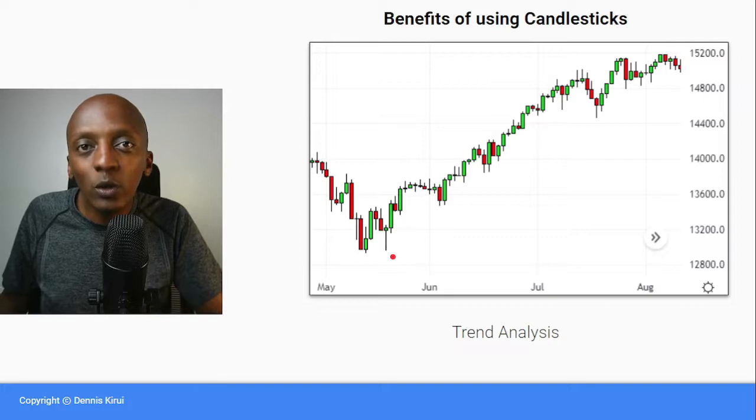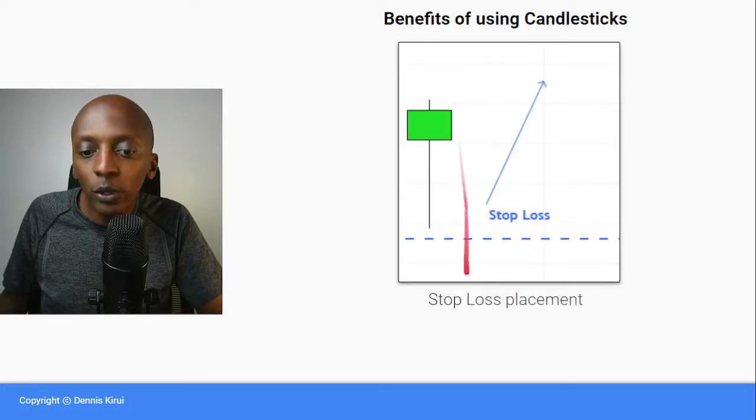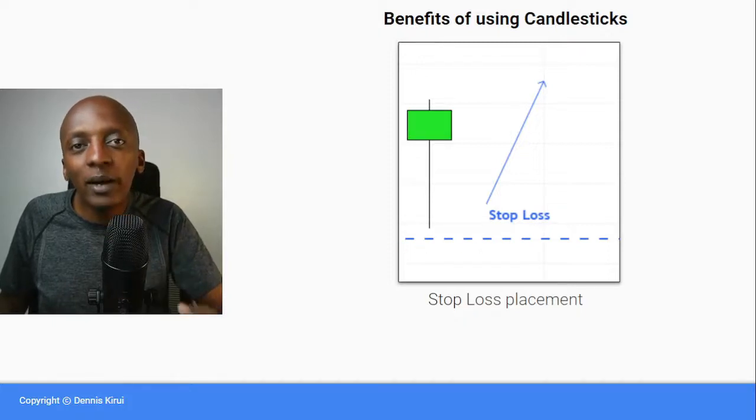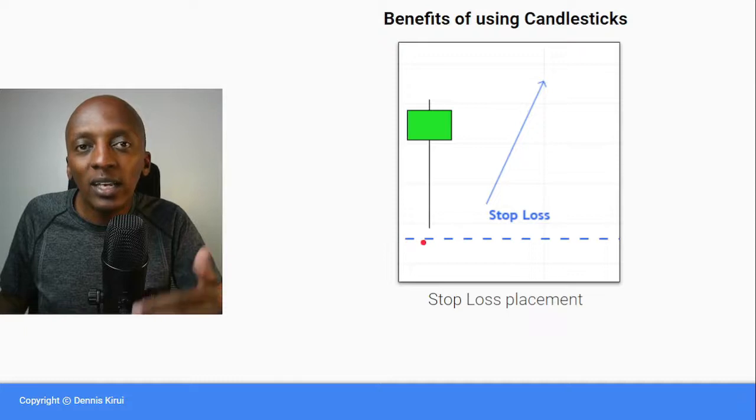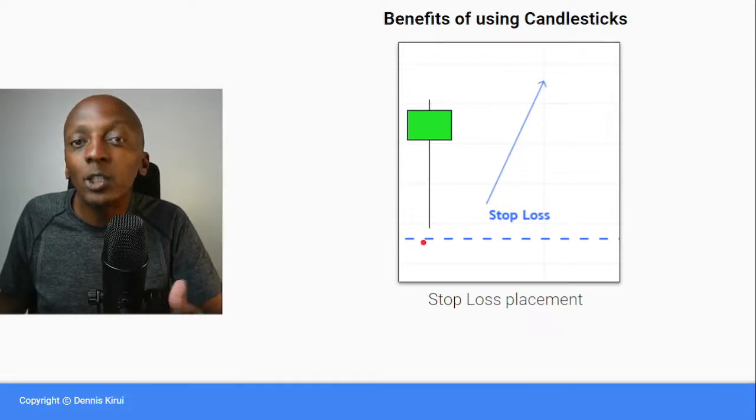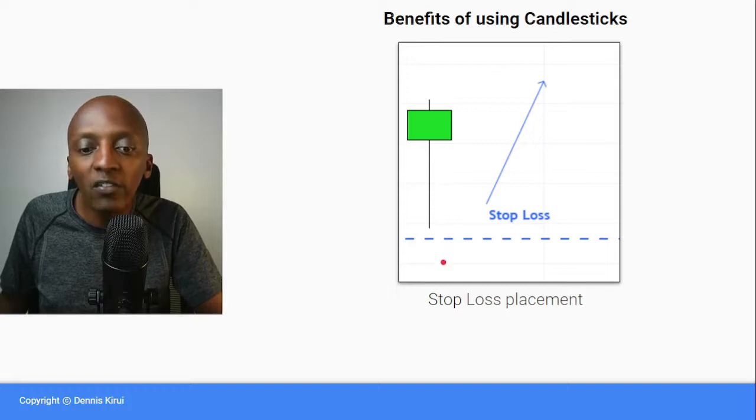So you've learned how to identify entry signals. But the other thing you can use candlesticks for is to identify what is called a stop loss. A stop loss is the point at which, if the market goes against you, you let the market close you out automatically so that you don't lose any more money. A candlestick can help you identify a good place for your stop loss price.